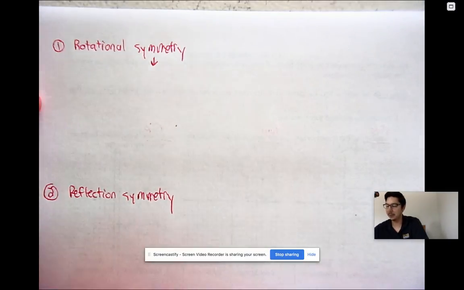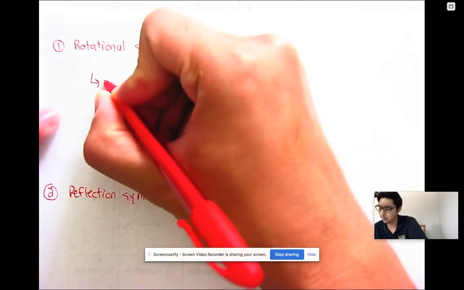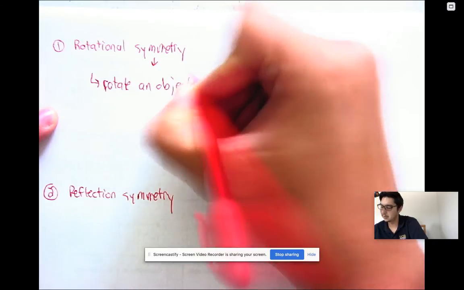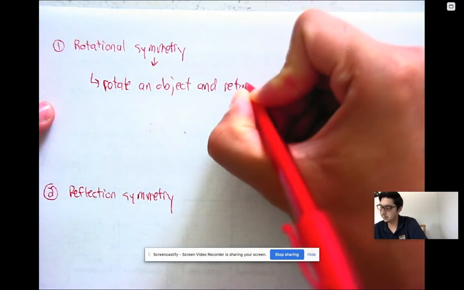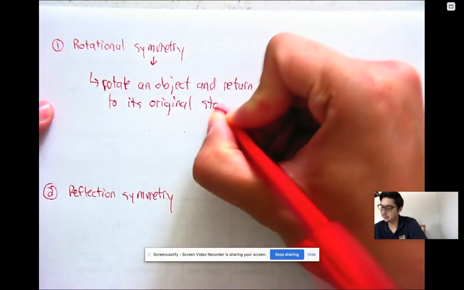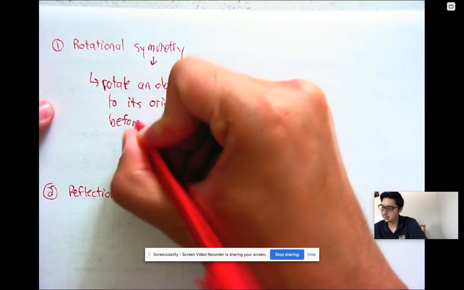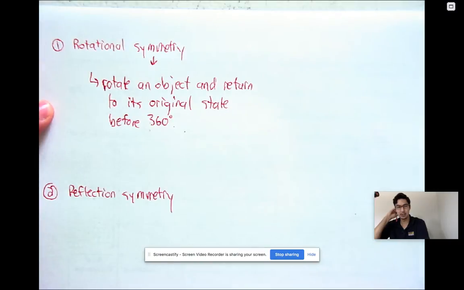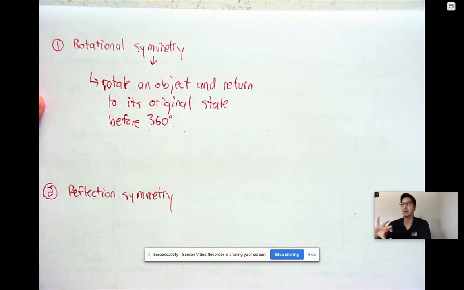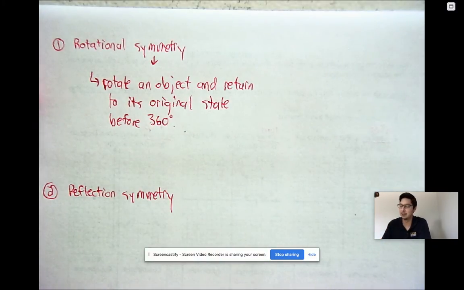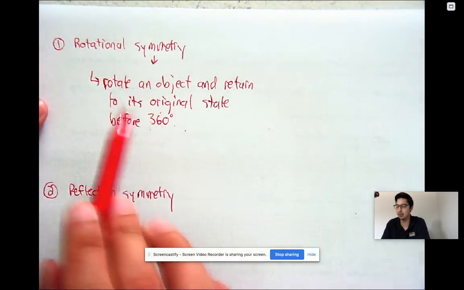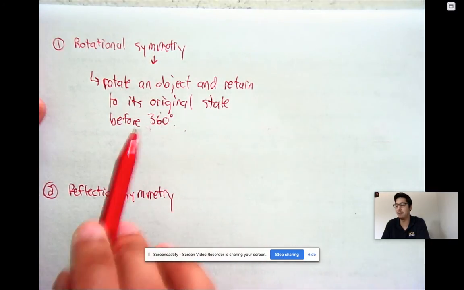And so what I mean by rotational symmetry is this means you can rotate an object and return to its original state before 360 degrees. And notice I say before 360 degrees because at 360 degrees, what's happening? Well, you return back to where you started. So everything goes back to its original state at 360. What we're looking for in rotational symmetry is something that rotates back to its original state before 360.